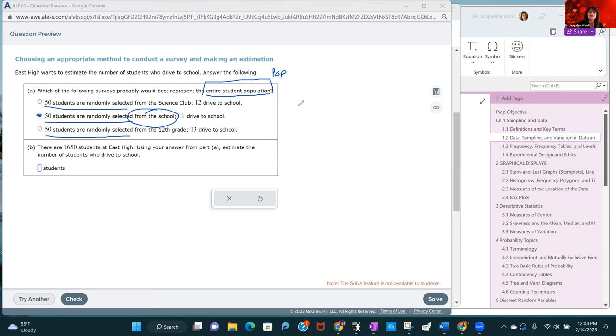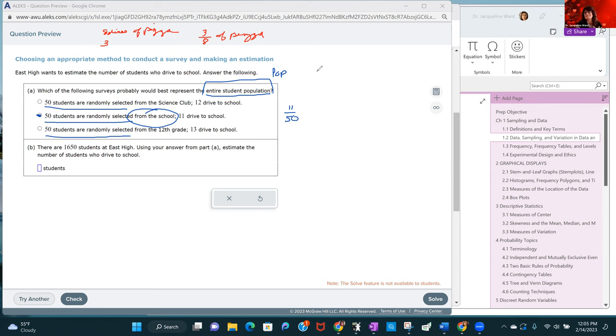Okay, so 11 students out of 50. So thinking about fractions, right? Suppose you have a pizza cut into 8 slices. And if you had 3 of them, you would have had 3/8 of the pizza, right? So here, 11 of the 50 students selected drove to school. So you have 11 out of the 50.